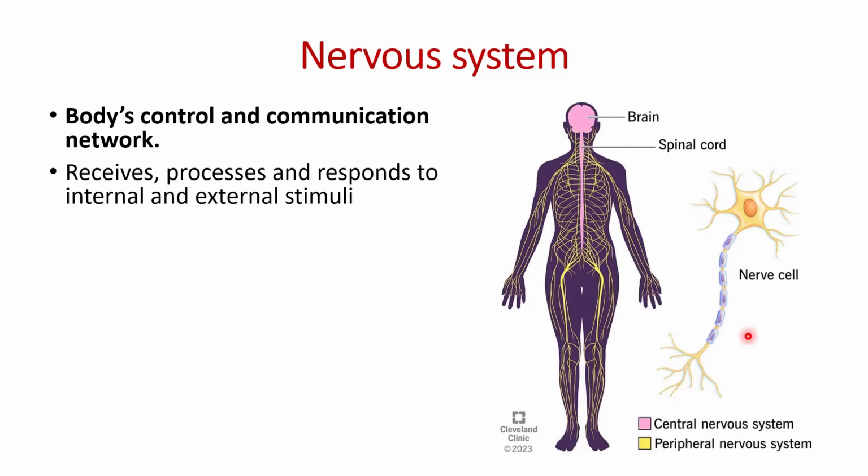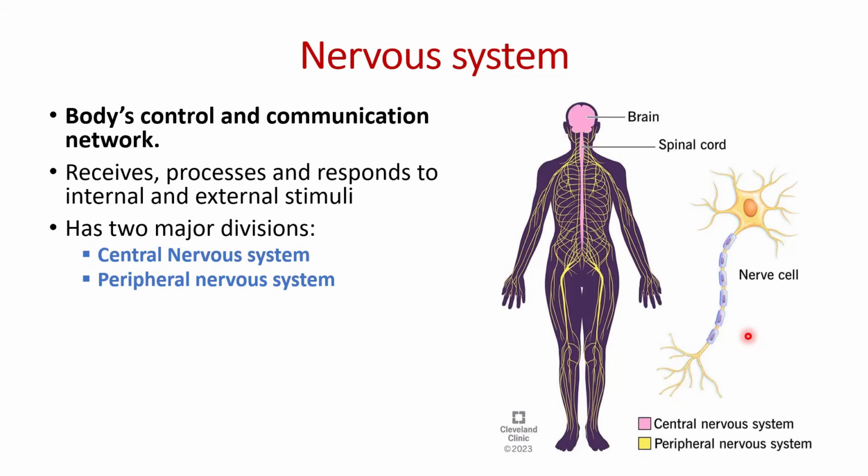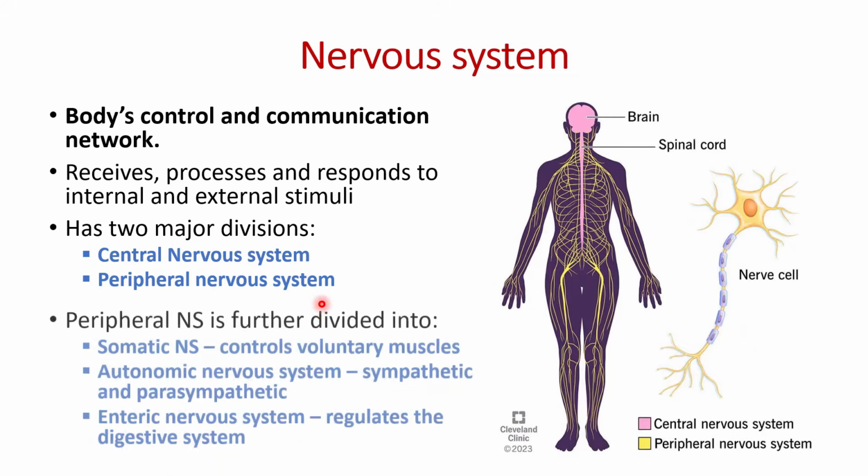So if you put your finger on fire, that awareness that your finger is on fire is through the function of the nervous system. It receives a stimulus, processes it, responds, and then sends information to a muscle, maybe to contract or maybe to extend or flex, so that you can remove your finger from the fire. And so it has two major divisions: the central nervous system, as we talked about, the brain and the spinal cord, and the peripheral nervous system that comprises spinal nerves and cranial nerves.